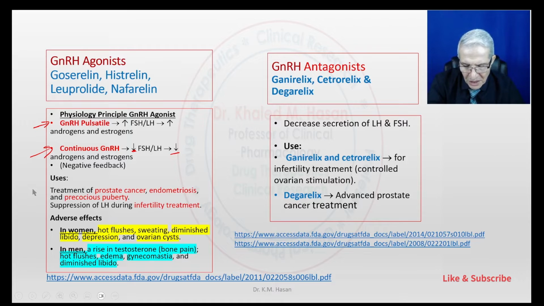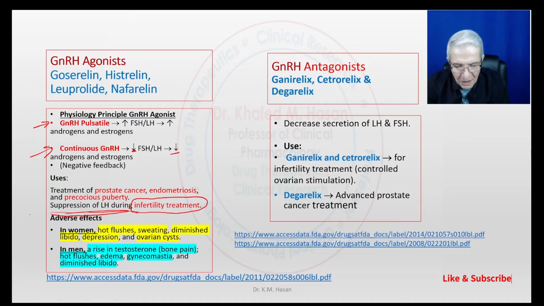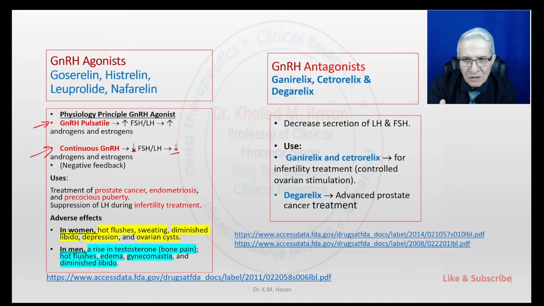Clinical use for the GnRH agonist. Yes, we use it for treatment of infertility. We use it for suppression of LH during the infertility treatment. We have details about that when we talk about the sex hormones, estrogen and progesterone. Number one, infertility treatment to suppress the LH. We use it for patients suffering from prostate cancer, for patients suffering from endometriosis, and for patients suffering from precocious puberty.